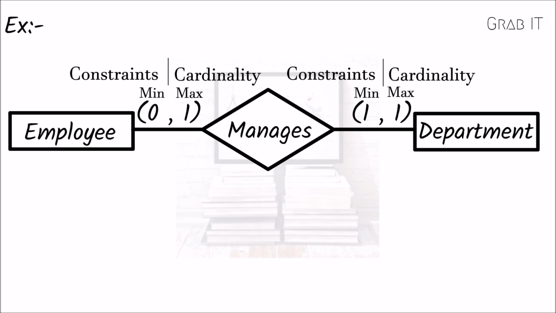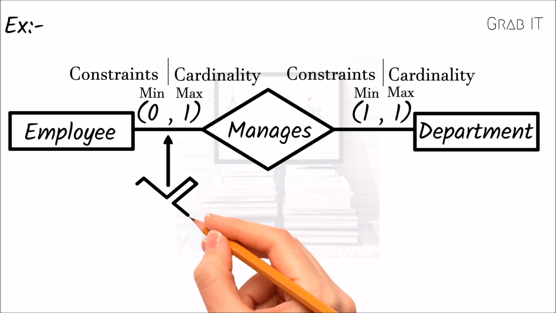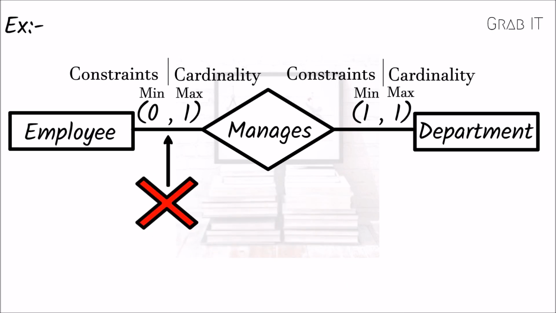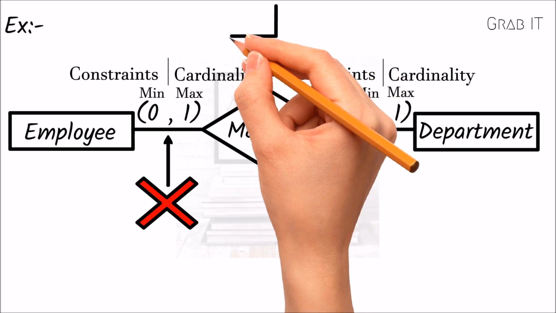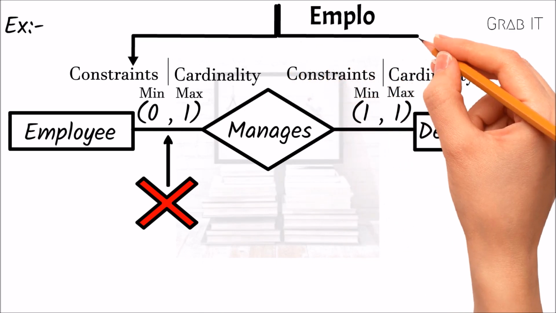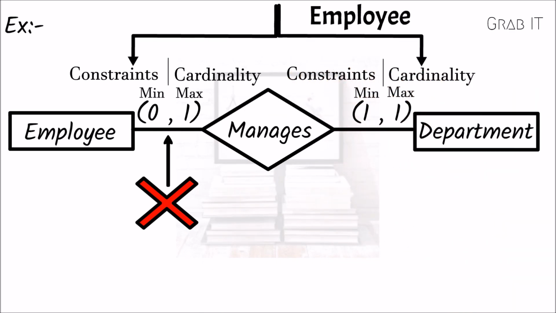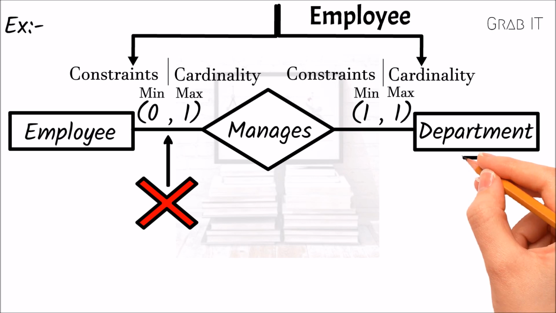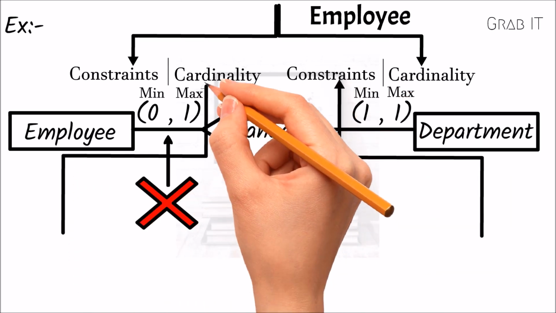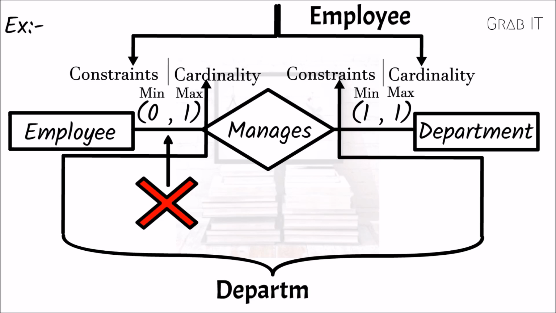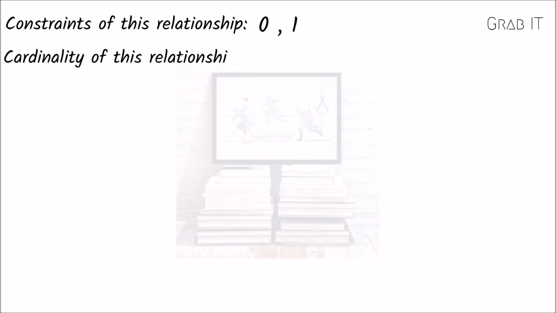Do you think that this is the complete alternate notation of this employee entity? No. It should be a combination of both entities, which means the alternate notation of employee is its own constraint and the cardinality of department. And the department alternate notation is its constraint and the employee entity's cardinality. Constraint of this relationship is 0, 1. Cardinality of this relationship is 1, 1.